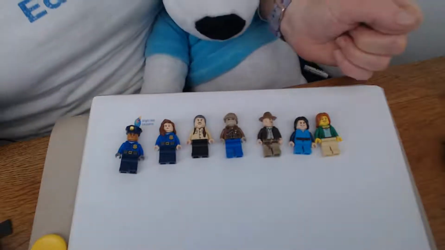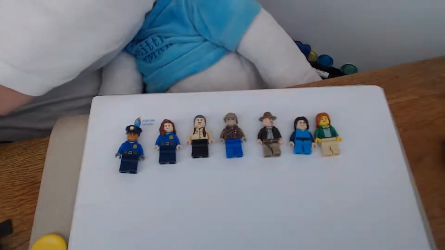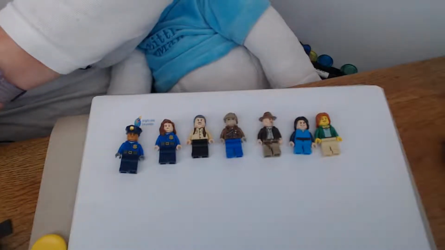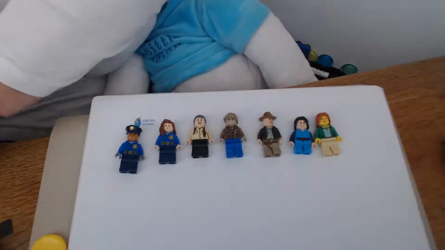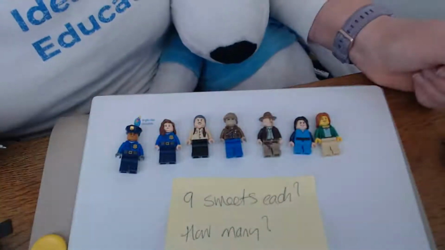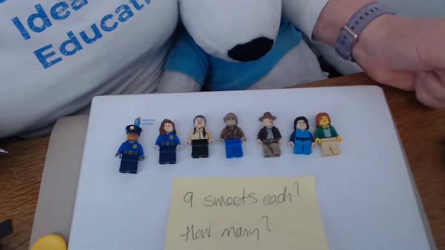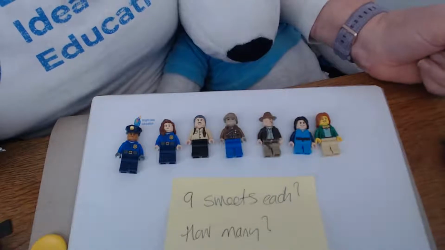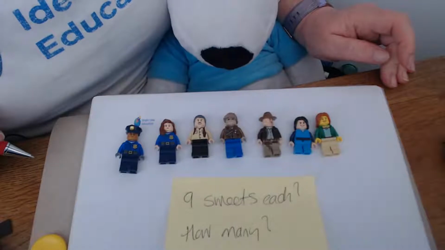I want each of my friends to have 9 sweets each. How many will I need to have? Write the multiplication and the division. I want both equations written, please. I want to see both of them.